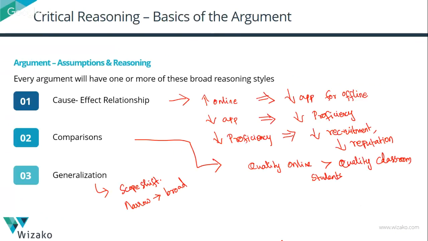For example, in this particular argument, it has been given that one of the recruiters felt that the quality of the education, the proficiency of the candidates, was coming down. Now that is given as the opinion of one recruiter.